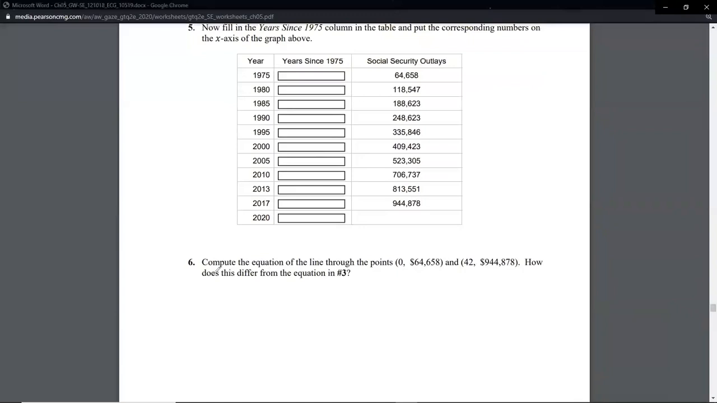Okay, so our slope, m, is y2 minus y1, so that's the 94,878 minus the 64,658, all over the x2 minus x1, which is 42 minus 0. And when you do your math here, the top subtraction is the same. The bottom, the numbers are different, but the subtraction is the same. So you end up getting the exact same slope value of 20,957.6. It's the same.